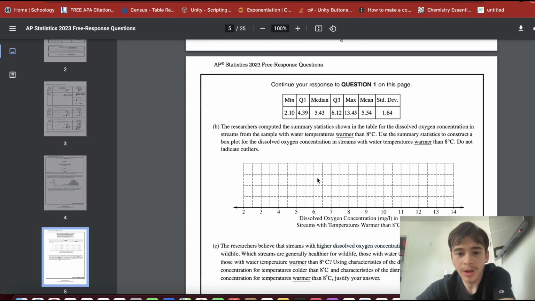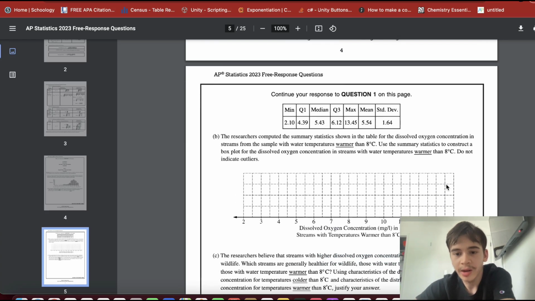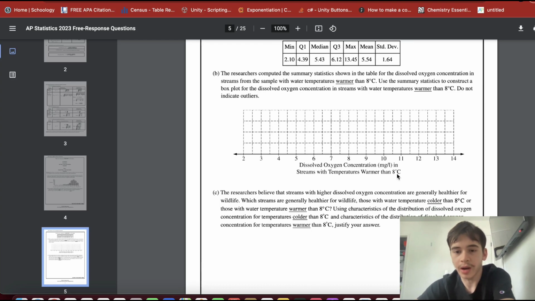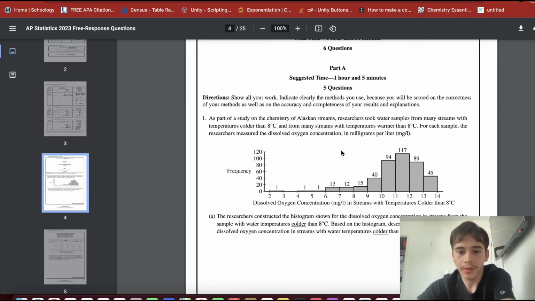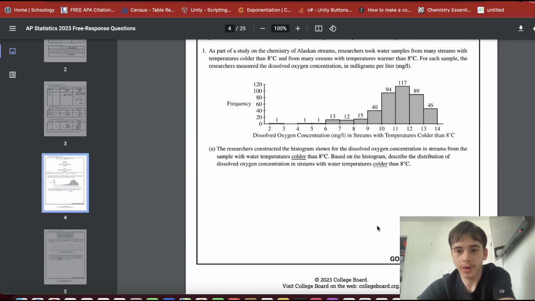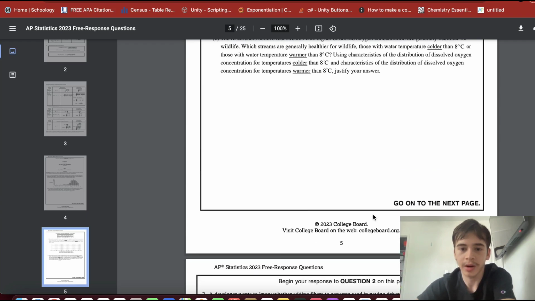So based on this box plot, we can see that this one's actually skewed right and that the colder one is actually skewed left. Because more of it is concentrated on the higher dissolved oxygen concentration for the colder one, we just argue that the colder one is healthier because it's skewed left, not skewed right like the warmer one. It's not that hard.